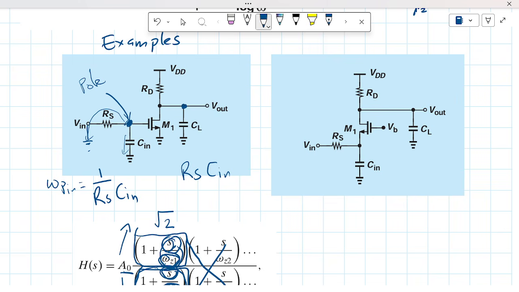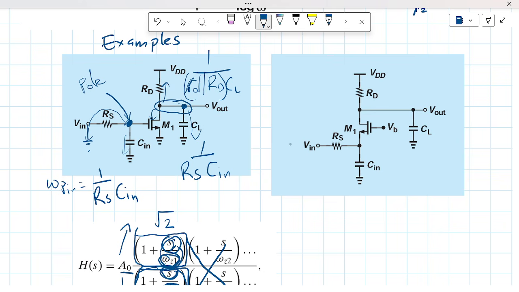When I come here, the capacitance to ground is CL, and you should also know that these two nodes are the same. So from this same node to the AC ground, we have RD in parallel with RO, if we don't want to ignore channel length modulation. Then 1 over this term would be the pole frequency at the output node.